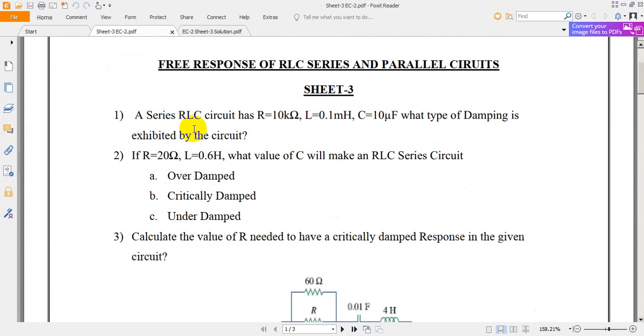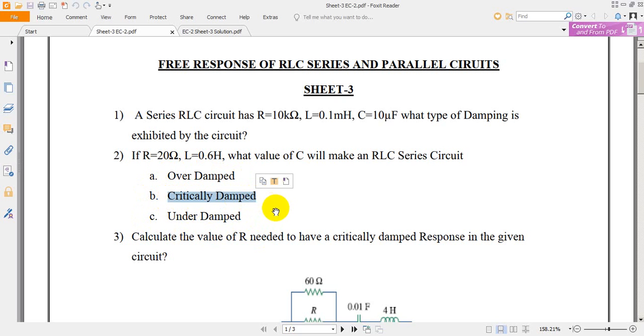Coming to the second question, if R is equal to 20 ohms and inductance is equal to 0.6 henries, what should be the value of C? What should be the value of capacitance in an RLC series circuit for the circuit to be over damped, critically damped and under damped? To identify the value of C for over damped and under damped conditions, first we need to identify the value of C for critically damped.